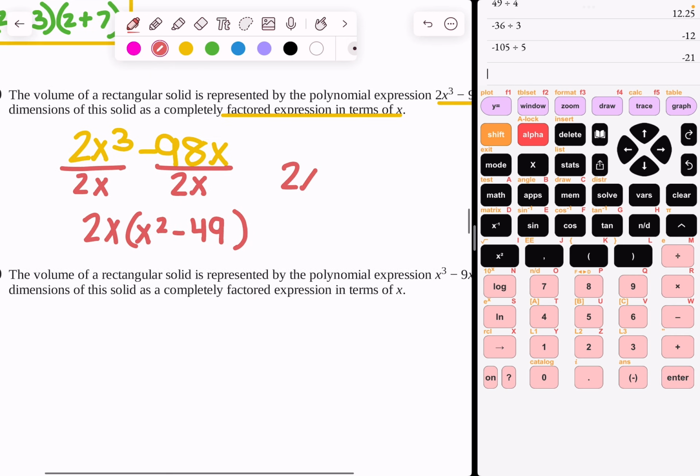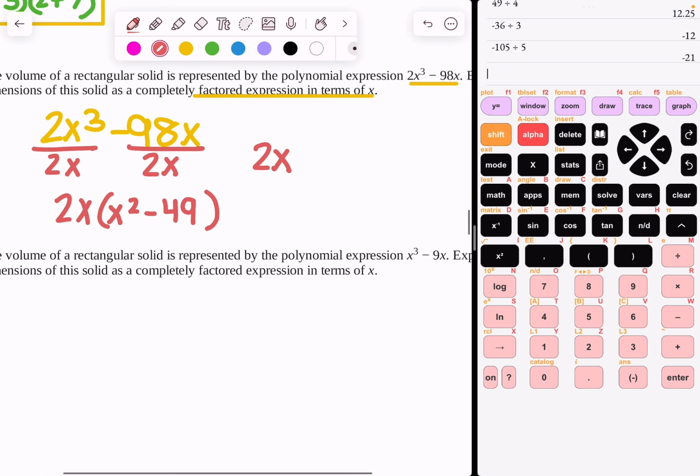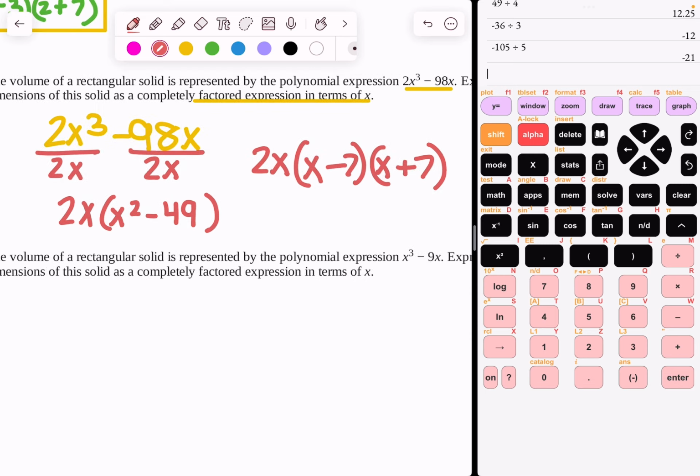And now, if I'm trying to factor x squared minus 49, I'd be left with 2 sets of parentheses, x and x. The square root of 49 is 7 and 7, and the only way to get a negative 49 is with a negative and a plus.